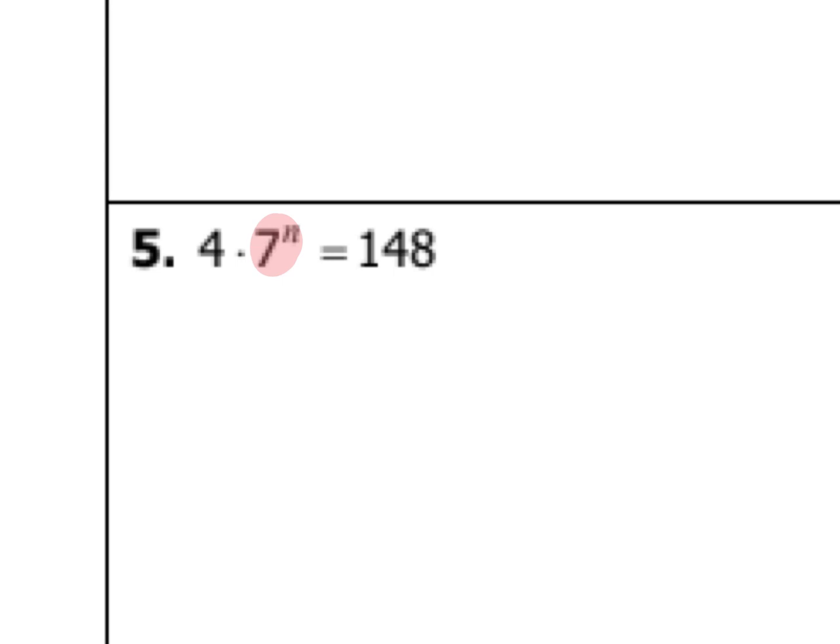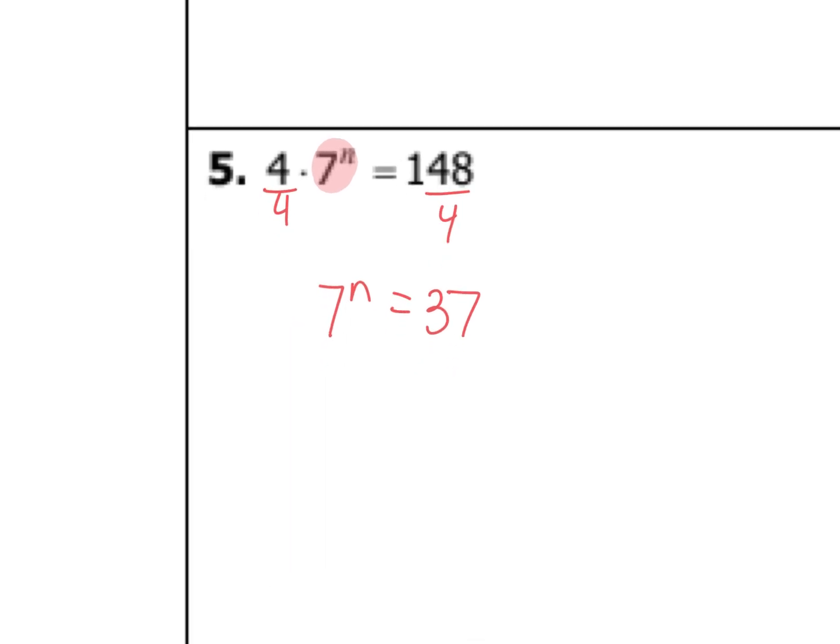The 4. And how are you gonna move that 4? What's it doing? It's multiplying. So you divide it. Always use inverse operations to isolate, okay? The inverse operation of multiplication is division, okay? The inverse operation of subtraction is addition, okay? We just have to know those. That just makes our life easy. So 7 to the n equals 37. And then you just solve it like we did on number 1, right? So quickly, let's do that.